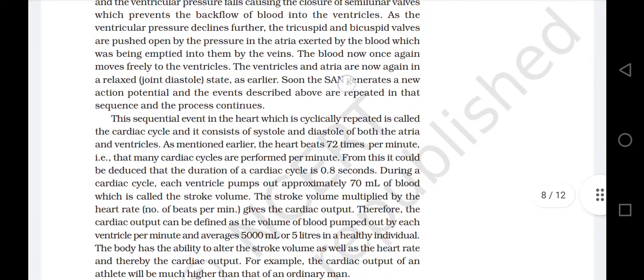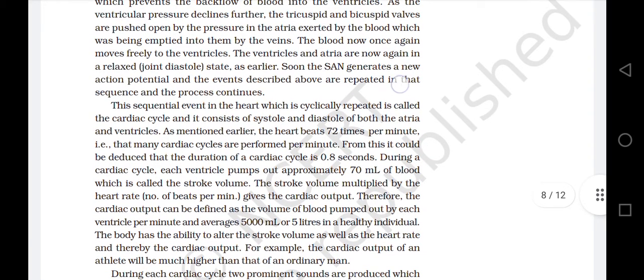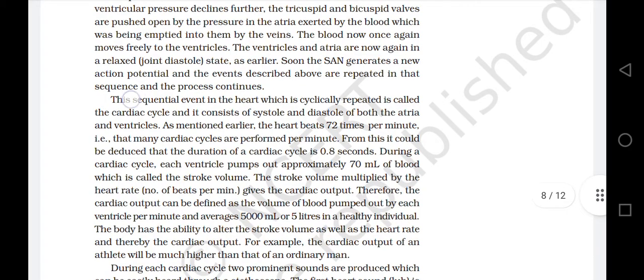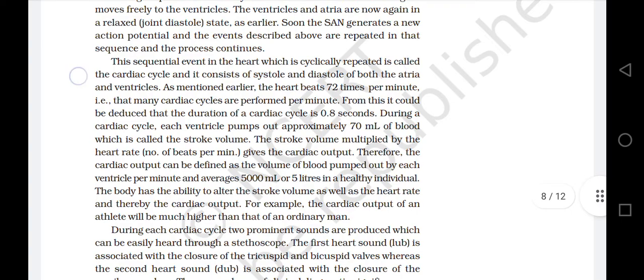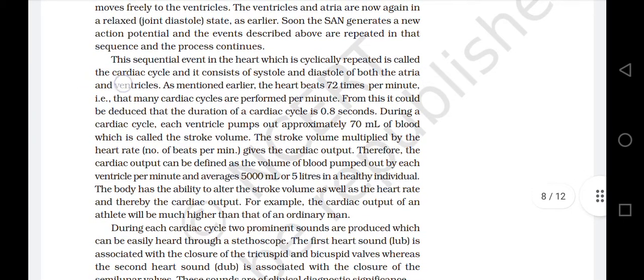Soon the sinoatrial node generates a new action potential and the events described above are repeated in that sequence and the process continues. This sequential event in the heart, which is cyclically repeated, is called the cardiac cycle and it consists of systole and diastole of both the atria and ventricles.